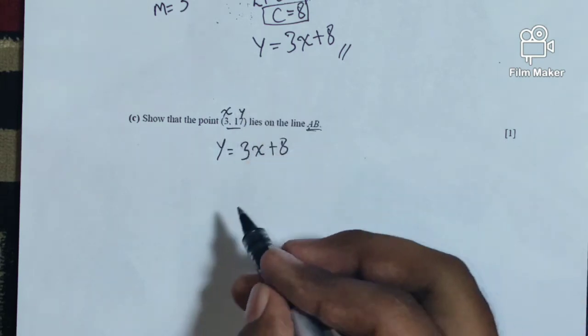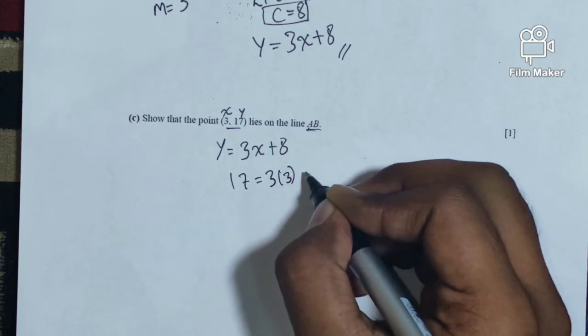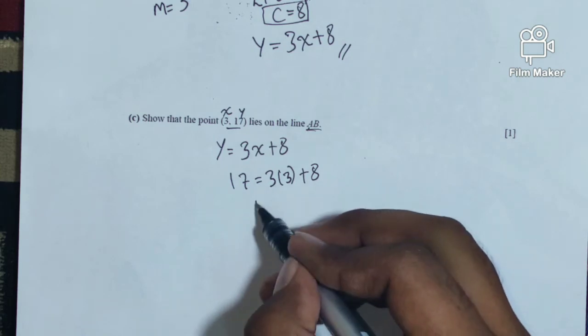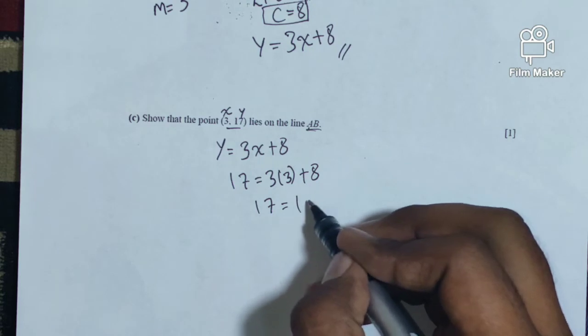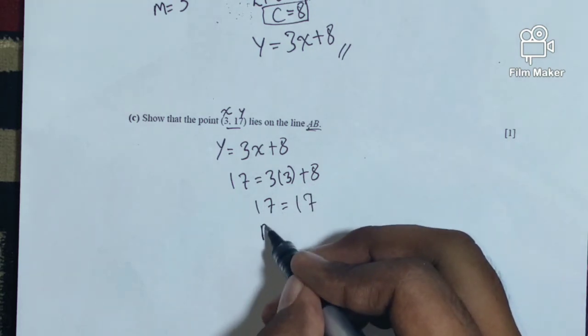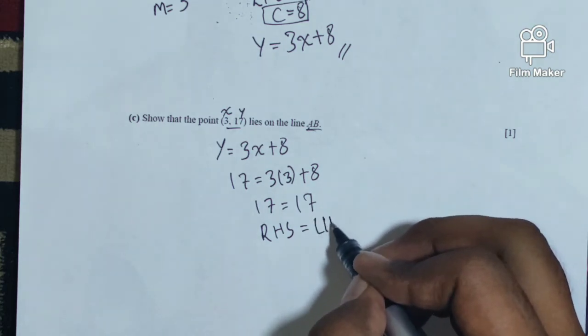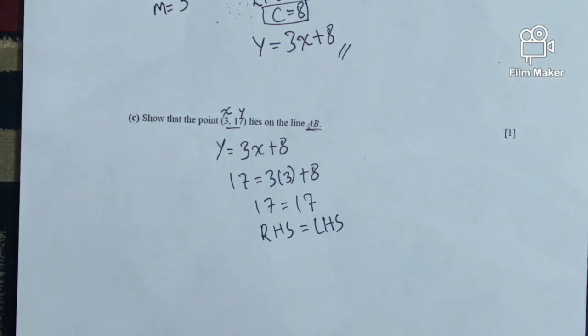So 17 equals 3 into 3 plus 8. So 17 equals, 3 3s are 9, and 9 plus 8 equals 17. So here the right hand side and left hand side are equal, so RHS and LHS are equal. So this is how we prove that the coordinate is on the given line.